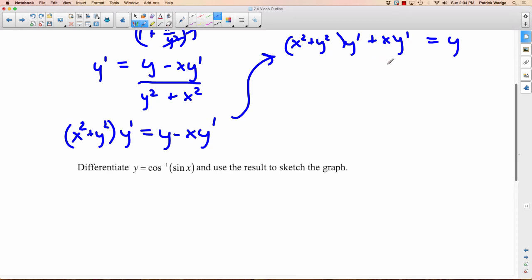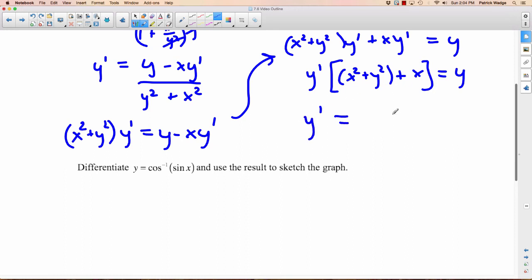Now I have y primes in both these terms. I can factor out a y prime, and what I'm left with when I do that is x squared plus y squared plus this x right here equals y. Last thing I have to do is divide both sides by this square bracketed piece. So I get y prime equals y over, now I don't need all these brackets, I can just write x squared plus y squared plus x, and that's our answer.